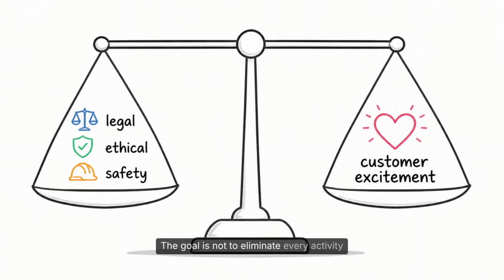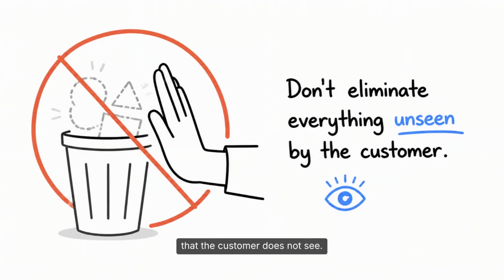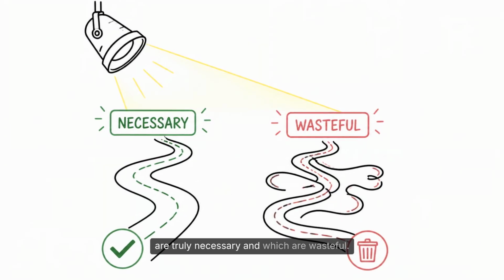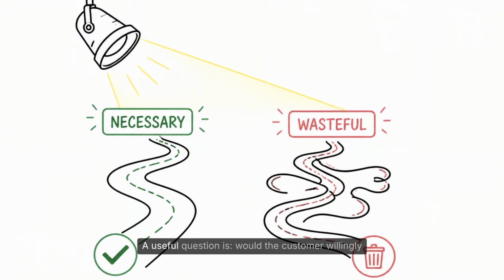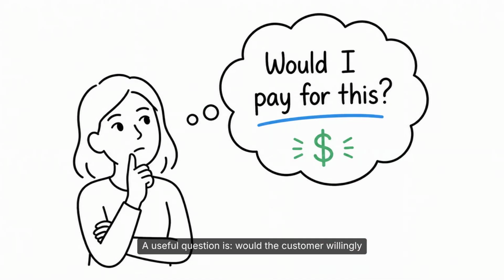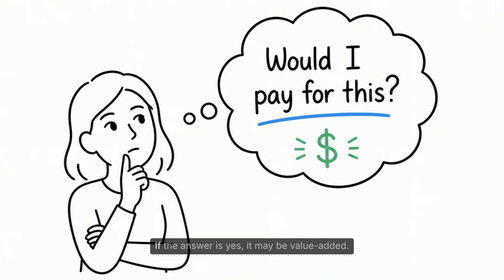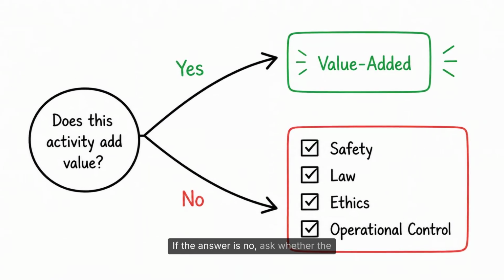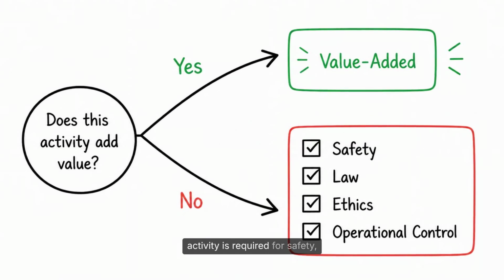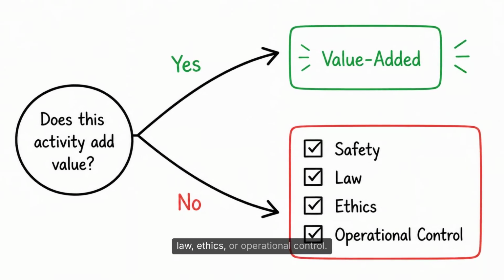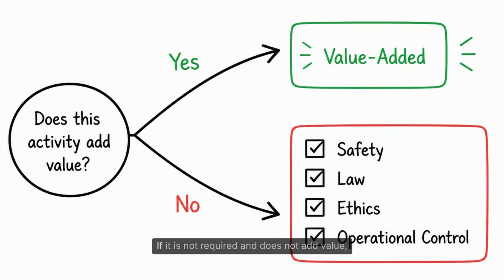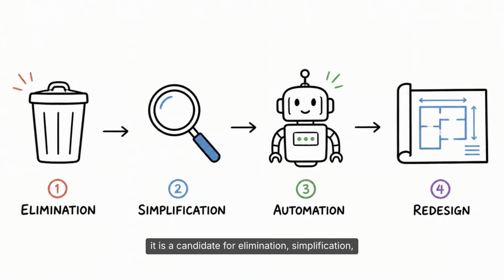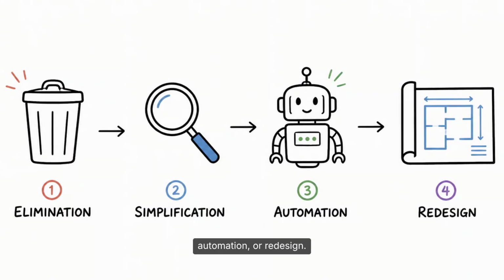The goal is not to eliminate every activity that the customer does not see. The goal is to identify which activities are truly necessary and which are wasteful. A useful question is, would the customer willingly pay for this activity if they understood it? If the answer is yes, it may be value added. If the answer is no, ask whether the activity is required for safety, law, ethics, or operational control. If it is not required and does not add value, it is a candidate for elimination, simplification, automation, or redesign.